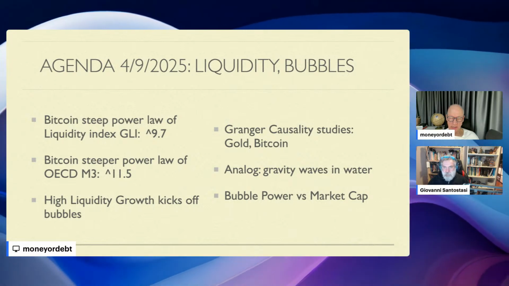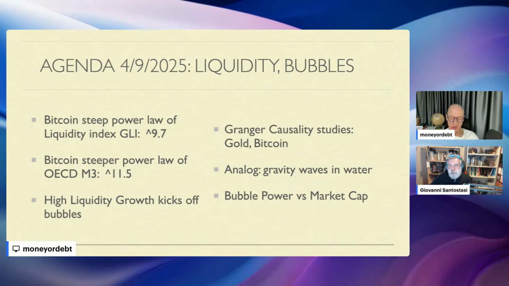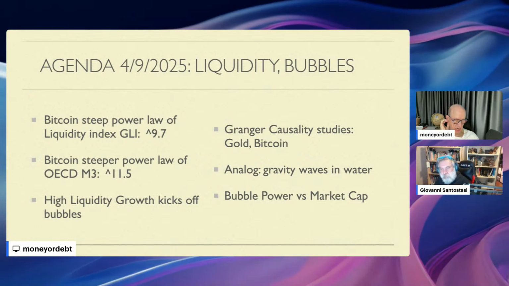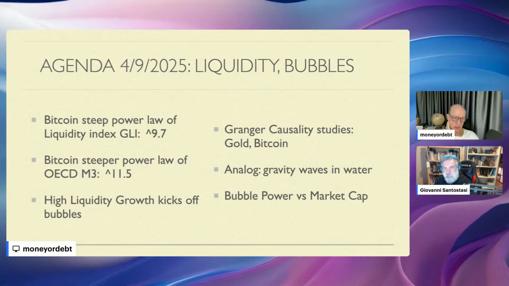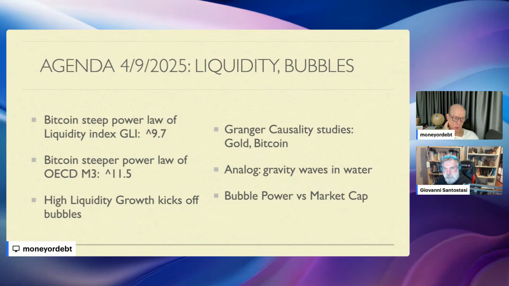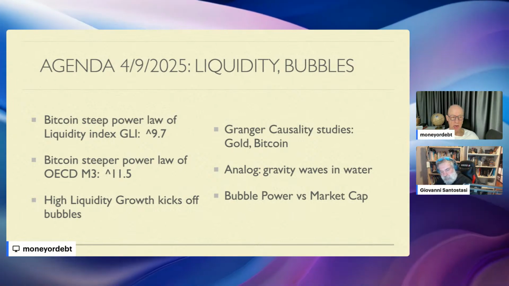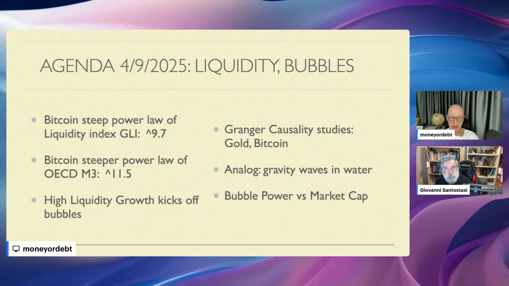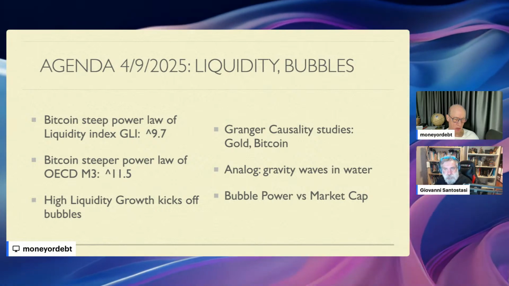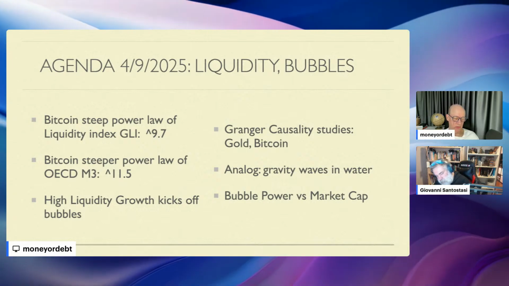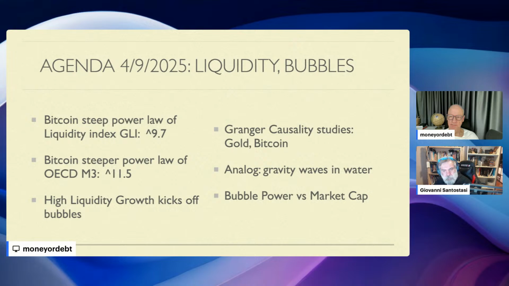And at the end, in previous shows, I've shown that the power in the main bubble drops is the inverse of time. I tried to build an analog with gravity waves and water, and I'll present that. It's not that great a fit, but just to get the idea behind physics modeling, I'll present that. And then I'll show how the bubble power fits to the market cap. And surprise, surprise, it's another power law. Okay, so let's dive in.